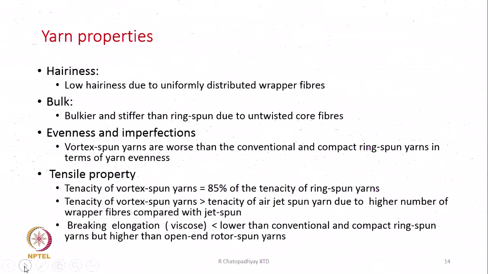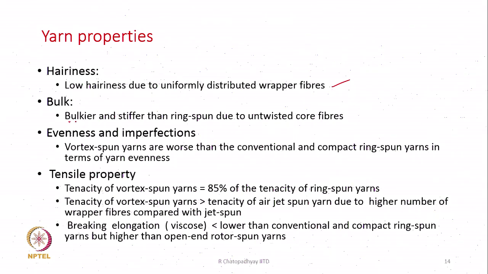Now, we will just go to the properties in general, not in details. Typically, we can expect the yarn to have low hairiness. The reason is simple, because wrappings are there. Most of the projecting hairy ends will be forced to be on the surface of the yarn. They will be under the wraps. So, they will not be able to project out.